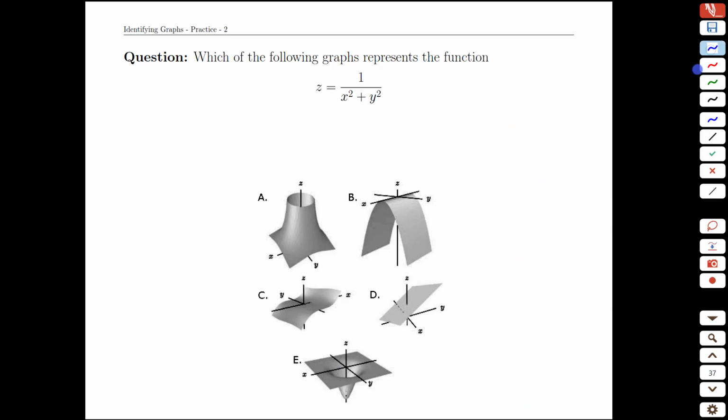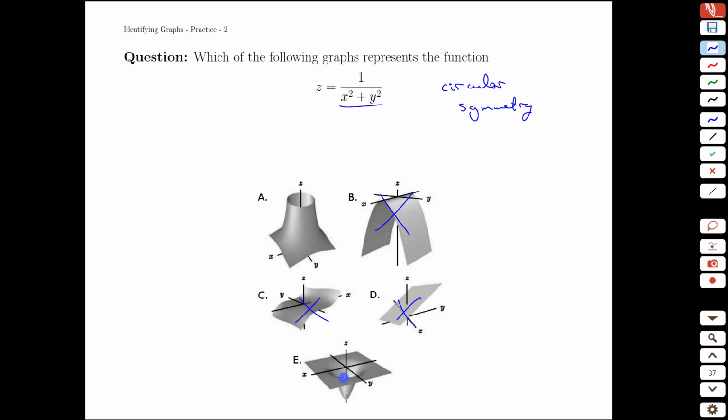Let's try one a little trickier. Z equals 1 over x squared plus y squared. Take a look at your options and see if you can identify which one that could be. All right, again we have the x squared plus y squared in every shape, so we have the circular symmetry. That immediately rules out everything but these two expressions here.